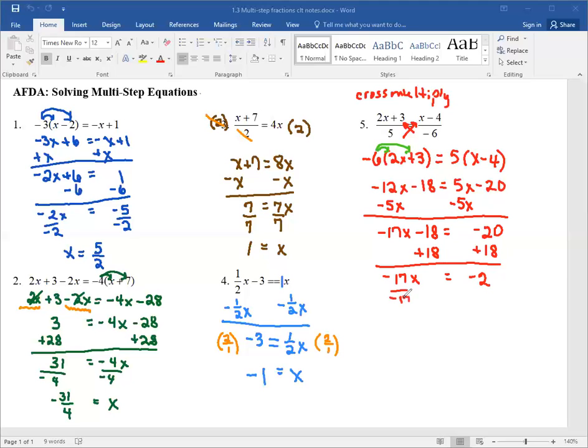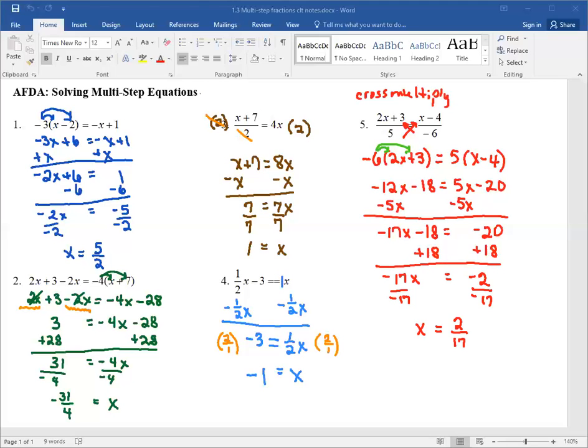Divide by negative 17. And once again, I have this negative divided by a negative, so that means I have a positive 2/17. And I can leave this as a fraction. I do not have to convert to a decimal.